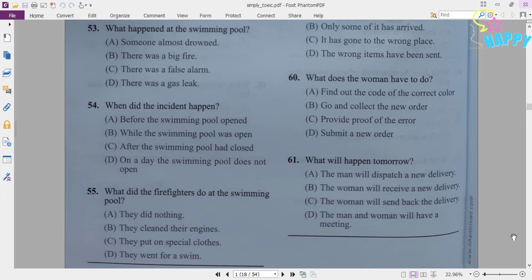Question 53. What happened at the swimming pool? Question 54. When did the incident happen? Question 55. What did the firefighters do at the swimming pool?